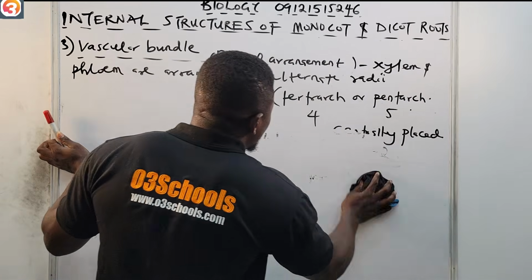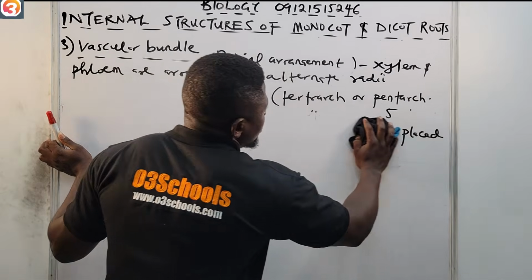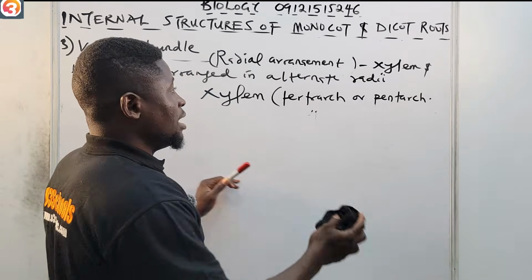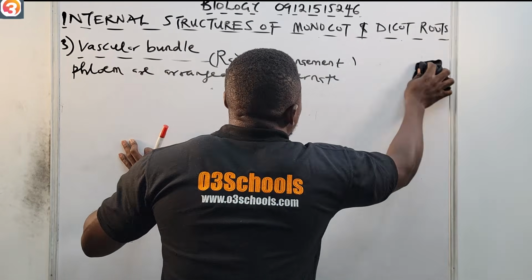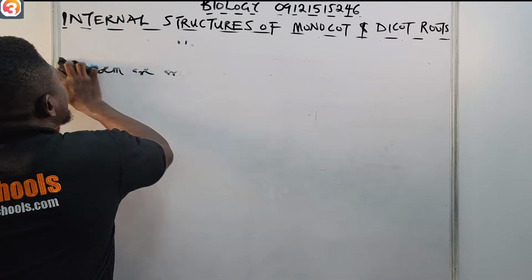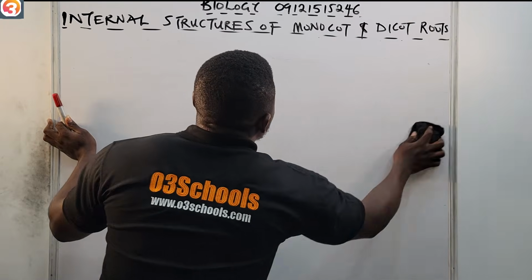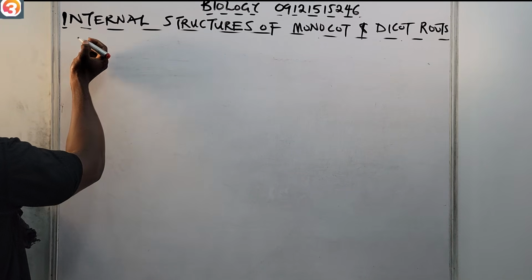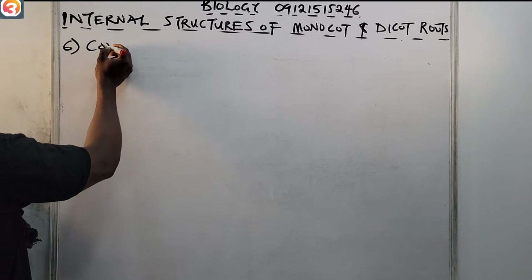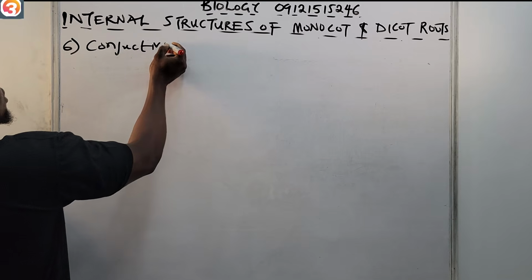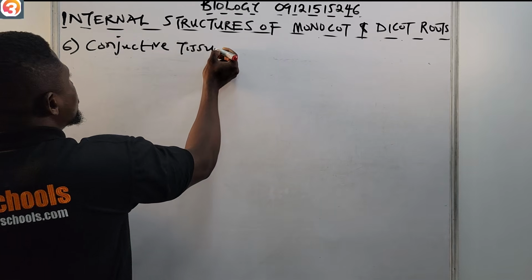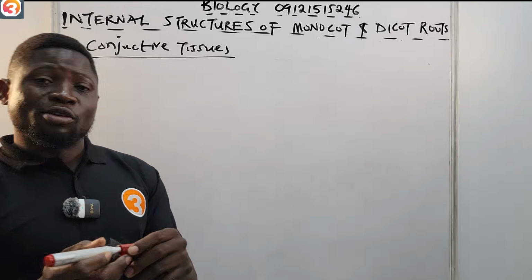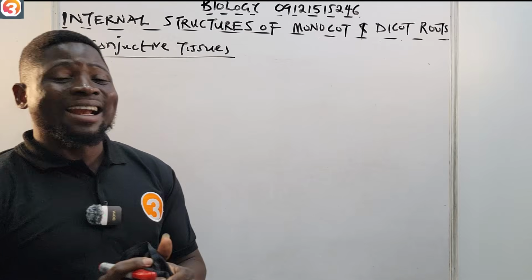So now let us talk about conjunctive tissue. This conjunctive tissue is very helpful also during secondary growth, in the formation of cambium during secondary growth. Now, let us look at the conjunctive tissues, number 6. And of course, these conjunctive tissues are made up of parenchymal cells.